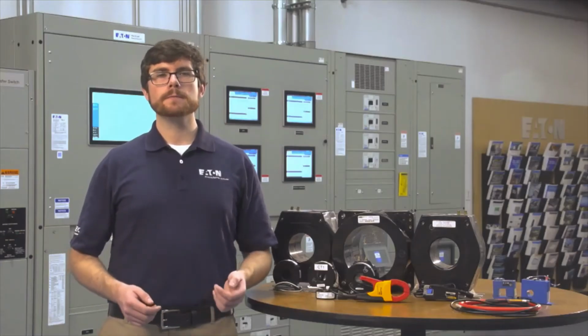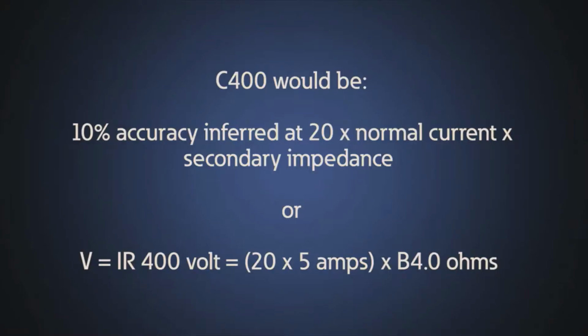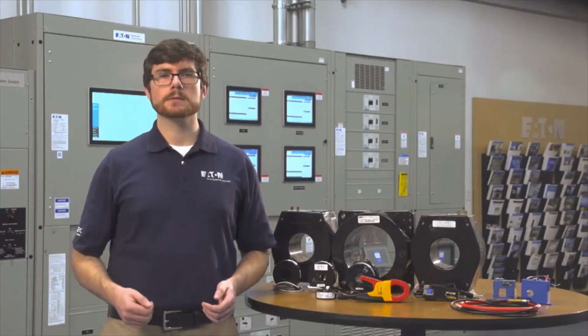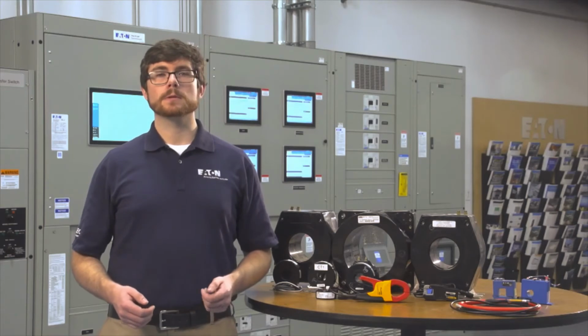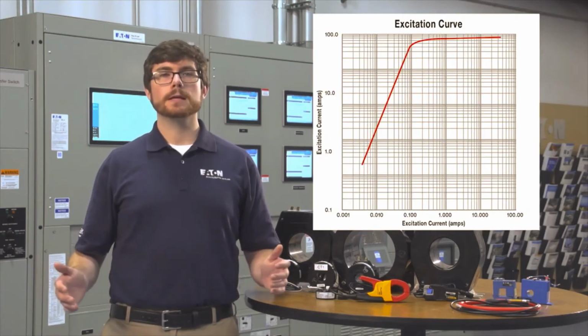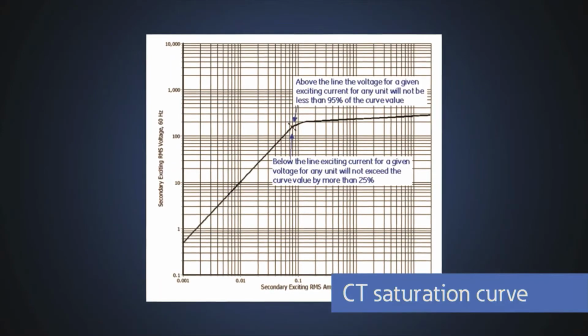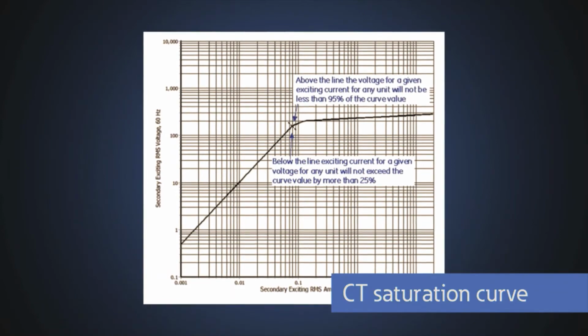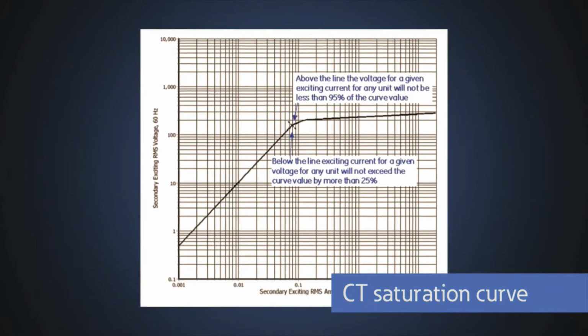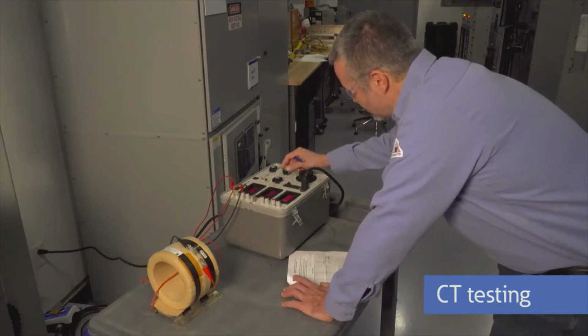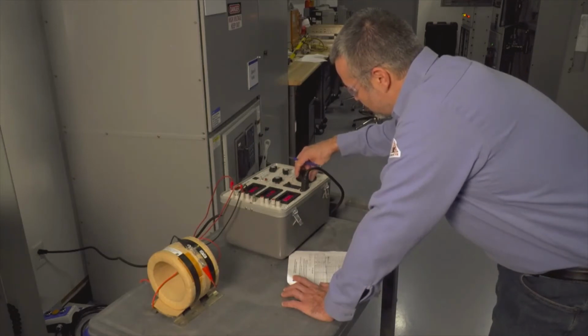Based on these tables, a C400 would have an error of no larger than 10% at 20 times normal secondary current with a secondary burden of 4 ohms. Manufacturers will often offer a graph of the excitation performance of a particular CT. The graph allows you to determine the performance of the CT over the entire range of secondary current and ensure that the CT will function as required. This is an example of a typical CT saturation curve that shows the linear relationship and saturation point of a CT. Using a special tester like this one, current transformers can be tested to verify CT ratio and saturation curves.